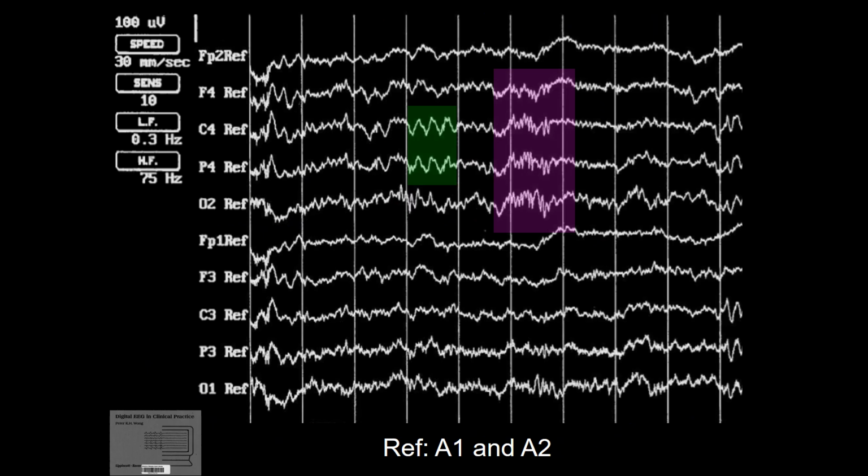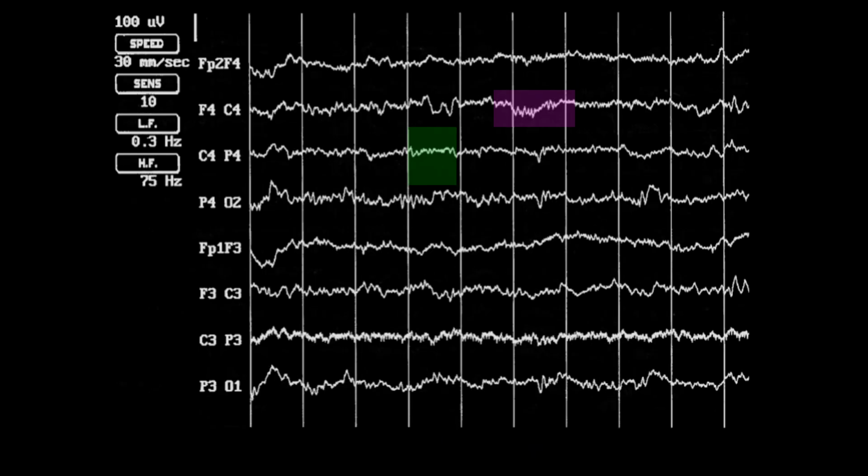In this frame you can see some actual examples. In this recording, using A1 and A2 electrodes combined as common reference, we can see the slow wave activity from C4 and P4 and fast wave from C4, F4, P4 and O2 electrodes.